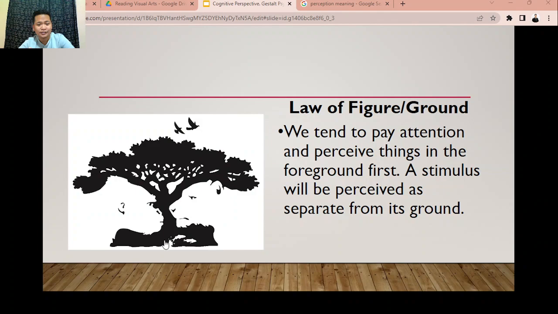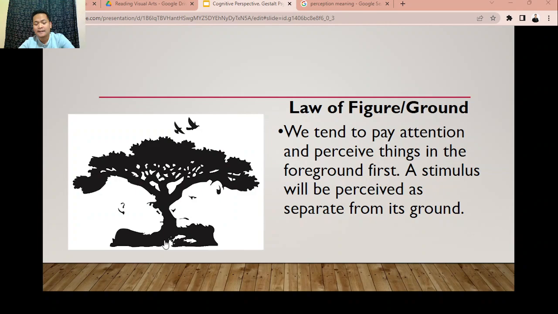Alright? Sa art, tinatawag natin yung foreground and background as space. Specifically, positive space ang tawag natin sa foreground. Background is the negative space. So the positive space here is the tree, right? The animals are the negative space. Now, what's the application of that in the teaching learning process?